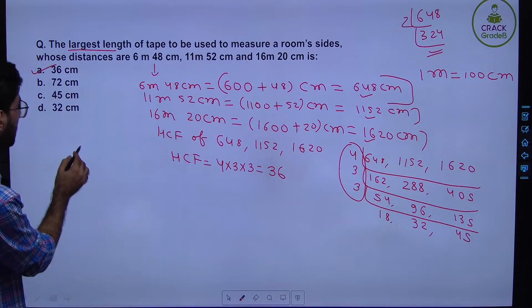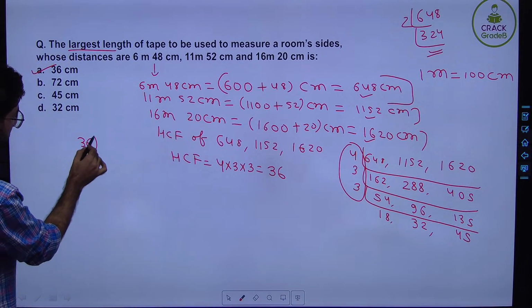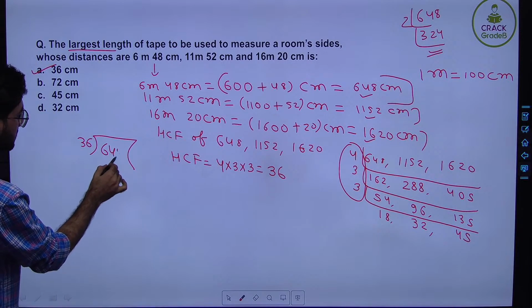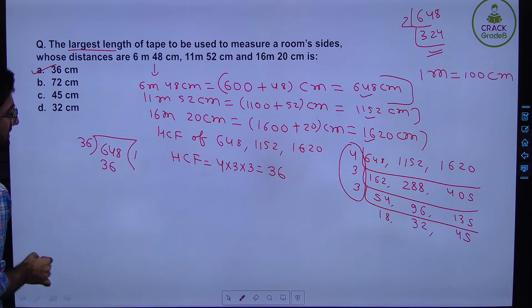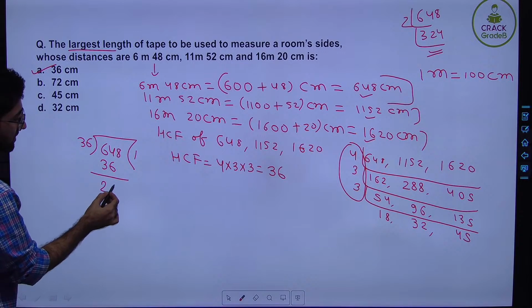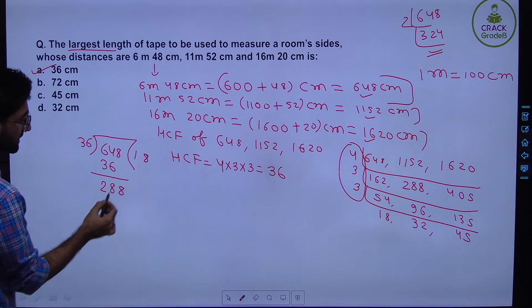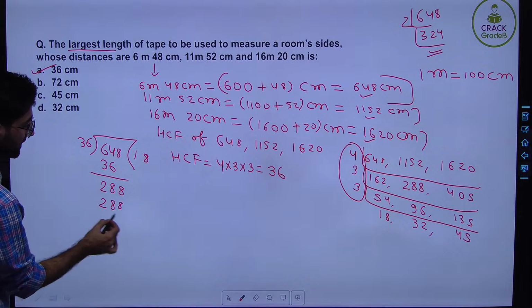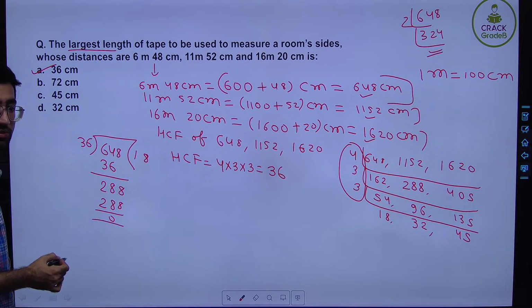Right? Let us check about this thing. 36, 6, 4, 8. So 36 into 36. Then obviously you will get 288. So 36 into 288, basically 0.